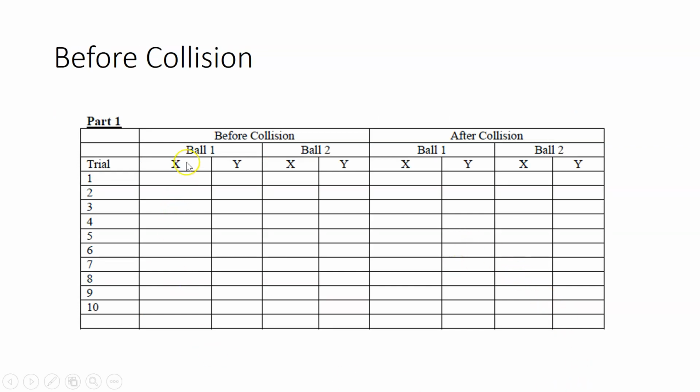We said ball 1's the one that comes down the ramp. Find where it lands. Ball 2, I'm just straight out telling you, put in zeros right here. And then do your collision 10 times. Find x and y where they go.